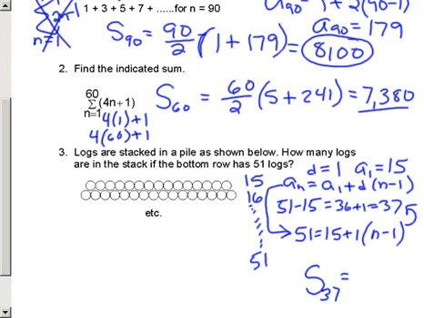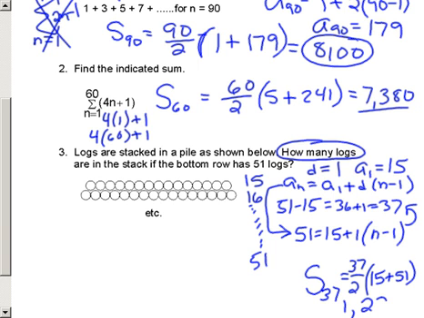So plug it in the formula. So now you got to find the sum. It says how many logs, yeah. Now you got to find the sum because you're adding up all of the rows. Now you can add up all the rows, 15 plus 16 plus 17 plus 18 all the way up to 51, or you can use the formula given at the top of the page, which is 37 over 2 times A1, 15 plus 51. 1,221.